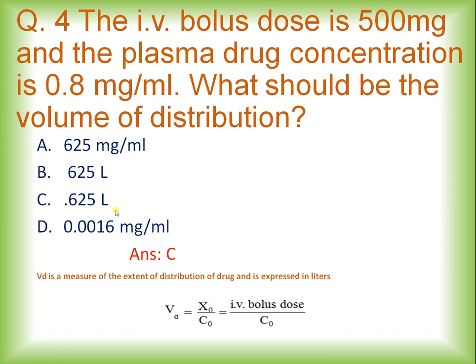Now remember one thing very clearly over here: the unit for volume of distribution is always in liters. So Vd is a measure of the extent of distribution of drug, and it is always expressed in liters. Such types of questions are asked in GPAT as well as in NIPER also. Just keep in your mind, even though these values will come in ml, you have to convert into liters later on. So we have a formula, that is Vd is equal to X0 divided by C0, which is IV bolus dose divided by C0.